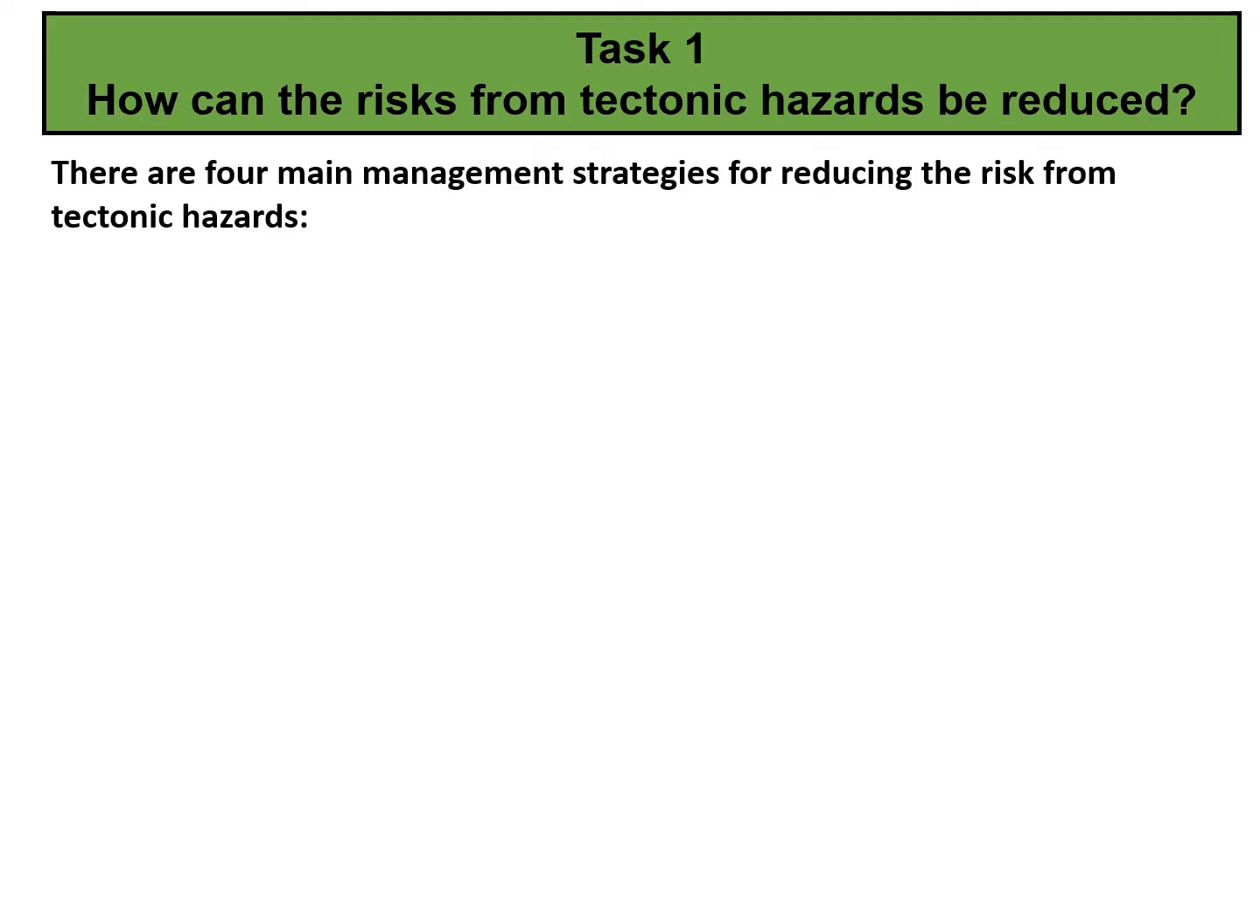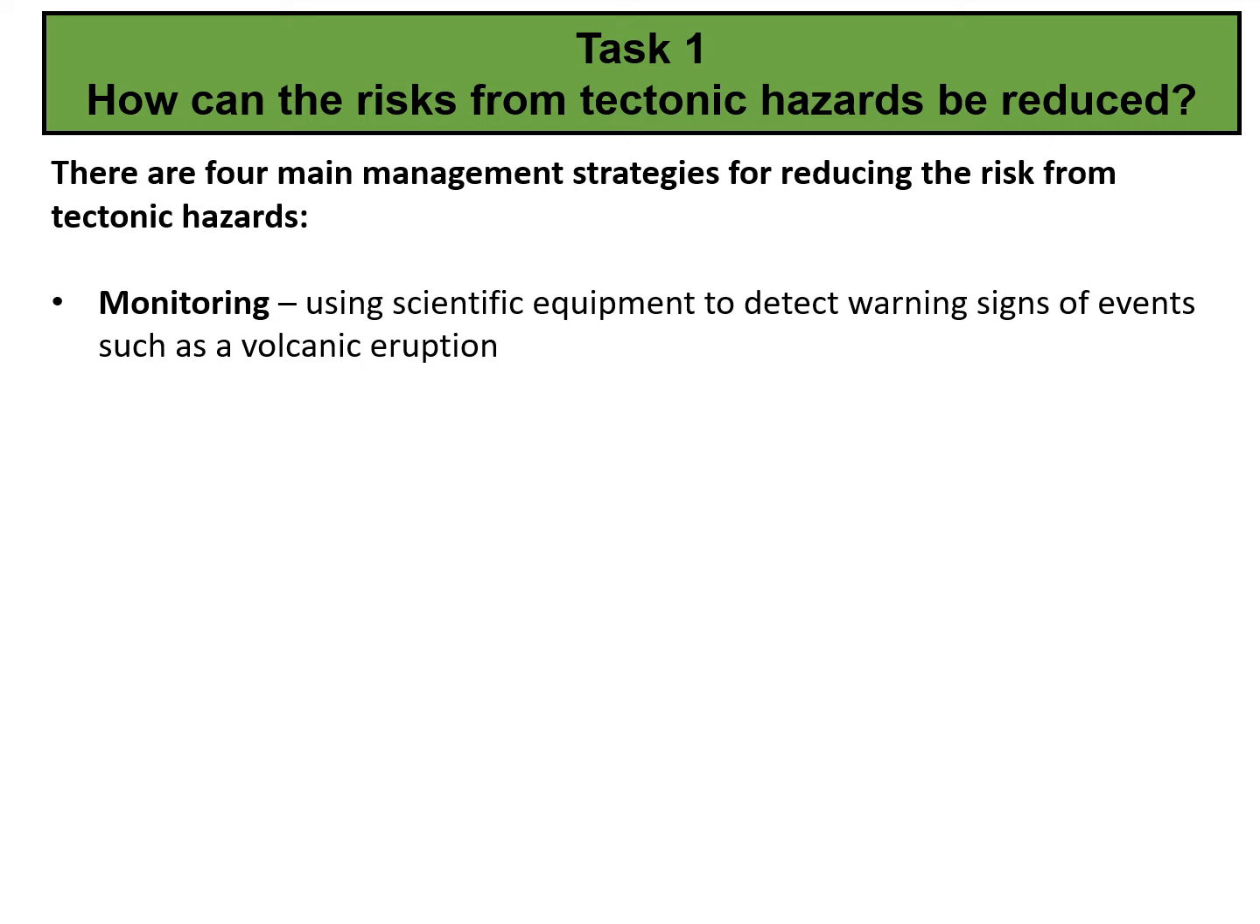Okay then, task 1: how can the risks from tectonic hazards be reduced? Well, there are 4 main management strategies for reducing the risks from tectonic hazards. Monitoring: when we monitor, we use scientific equipment to detect the warning signs of events such as a volcanic eruption. They might use thermal imaging to detect when heat is rising to the top of the volcano, or seismometers, which measure any movement in the plate boundary. So they're ways that we can monitor so that we can be more prepared.